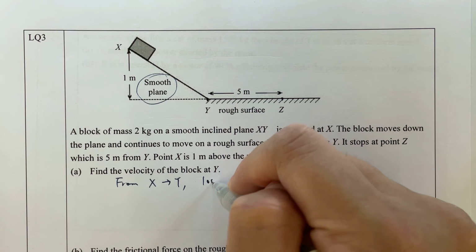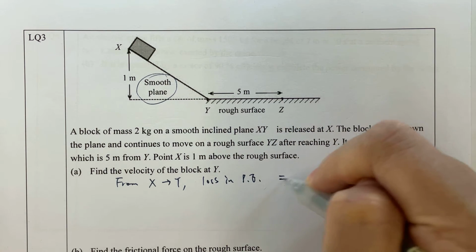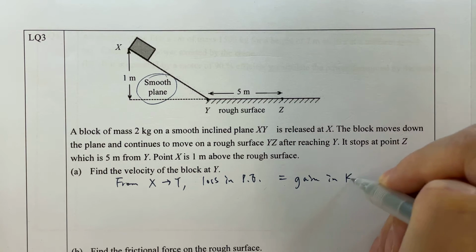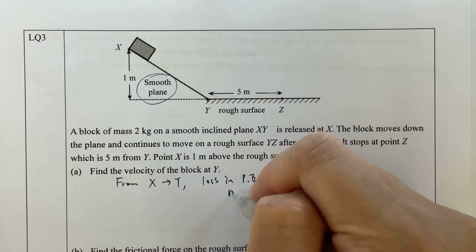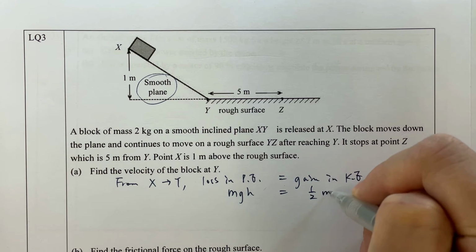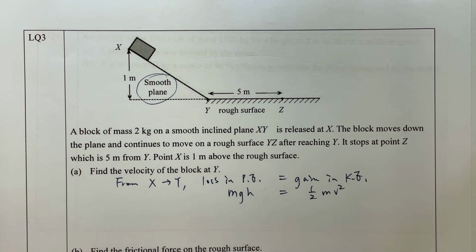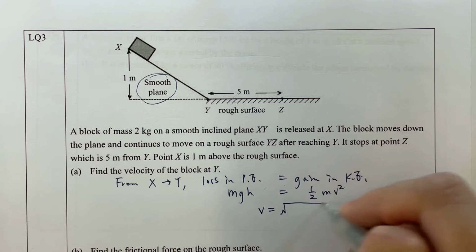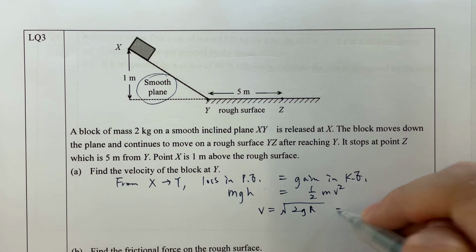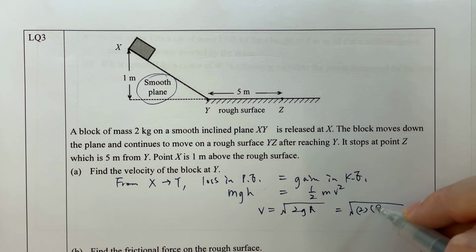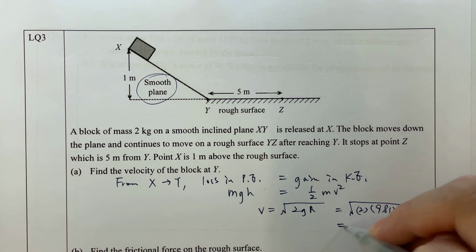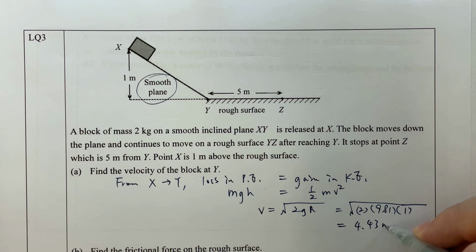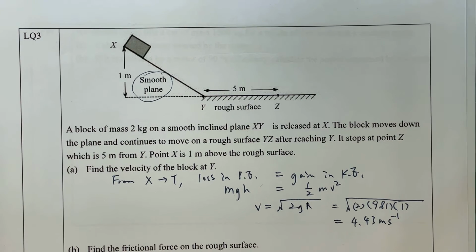So that means loss in PE should be equal to the gain in KE. Okay, so mgh is equal to half mv squared. So I did that many times already. I told you we may use this directly, right? Square root 2gh, so that means it's square root 2 times 9.81 times the height is 1. So what we have is 4.43 meter per second. This is the part 1. Okay, it's pretty easy. If you did that many times, you may find that, oh, it's always the same, right?